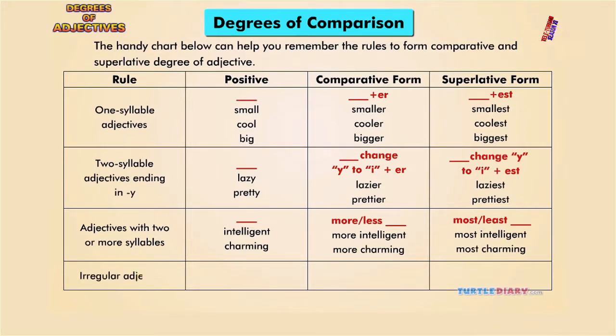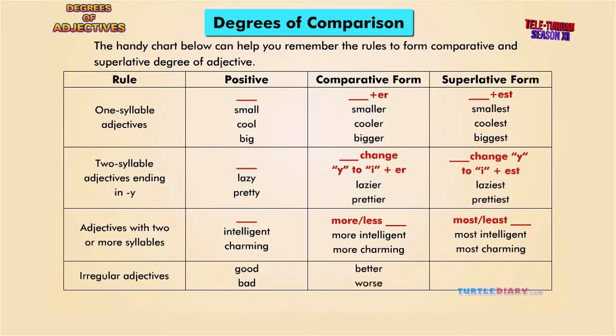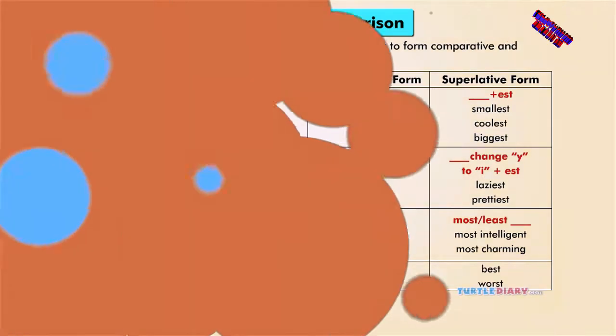Now let's have the irregular adjectives. For example, we have good and bad in the positive form. The spelling or even the word is changed in the comparative and the superlative form. So you really have to remember its comparative and superlative form. In the comparative form, we have better and worse. In the superlative form, we have best and worst.